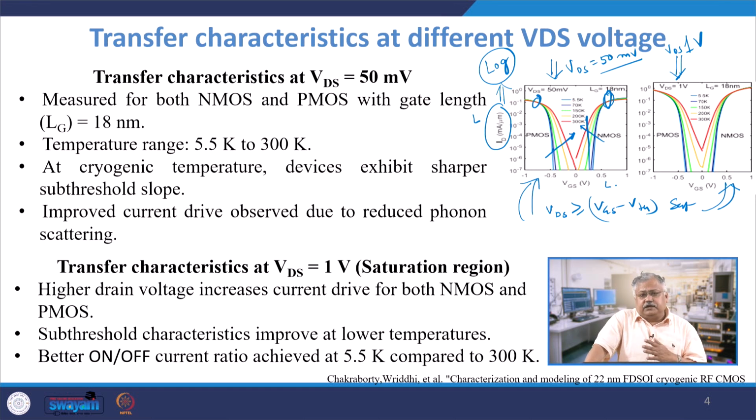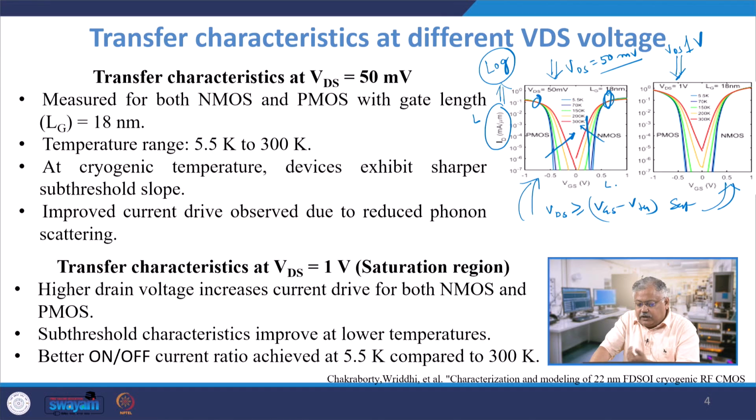Now, the temperature is varied from 5.5 to 300 Kelvin, as I told you earlier. At cryogenic temperature, of course, very steep subthreshold slopes are observed. You see, they are almost straight lines. So your subthreshold slopes are much sharper, and you will get much better switching in subthreshold characteristics as compared to post-threshold characteristics. Now, this is for the 50 millivolt case. The improved drain current drive is observed due to reduced phonon scattering beyond 0.5 for a low temperature design.